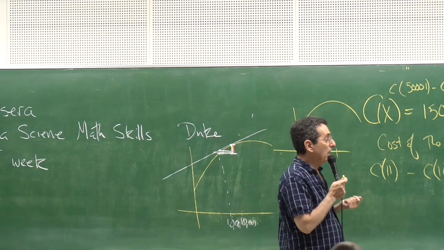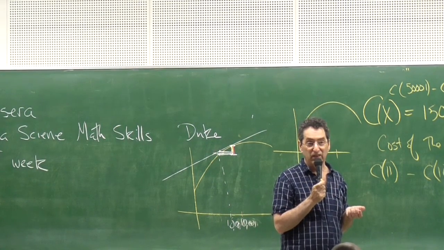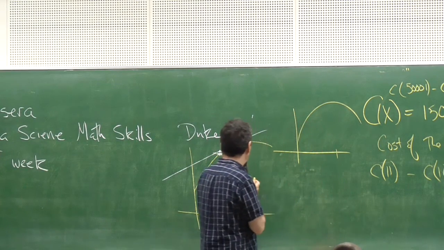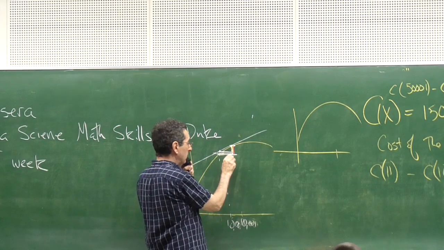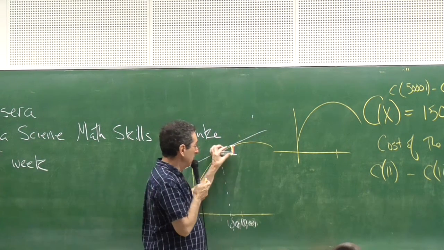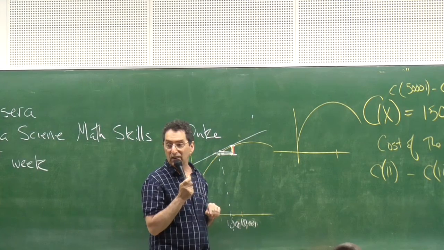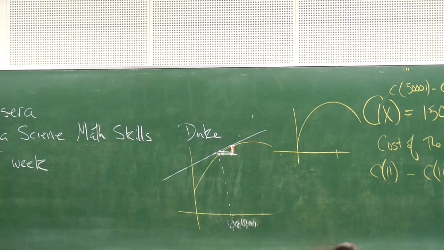So the C prime is a reasonably good approximation for the actual marginal cost. The difference, like I said, when you're talking about 10,000 and 10,001, this point is really going to be right there. So the difference is going to be virtually nothing in terms of this length and the other length. So that's why we can use the derivative as the approximation for the marginal cost. Any questions about that?